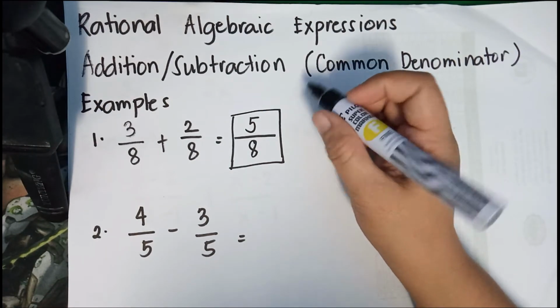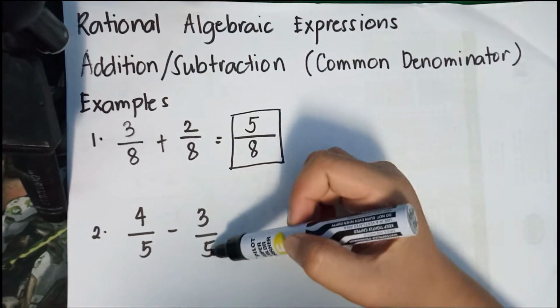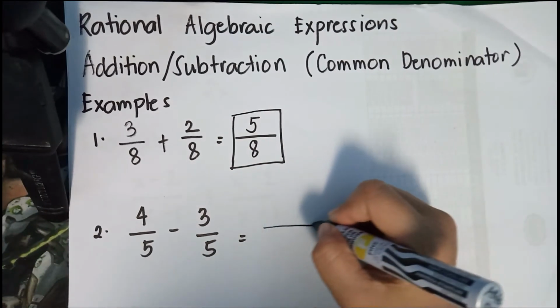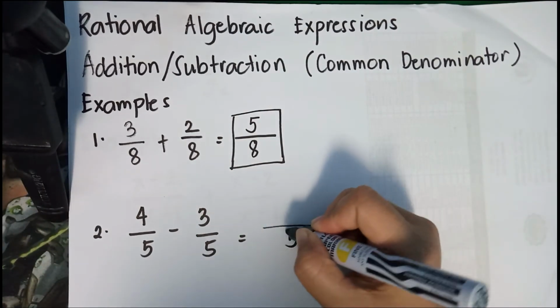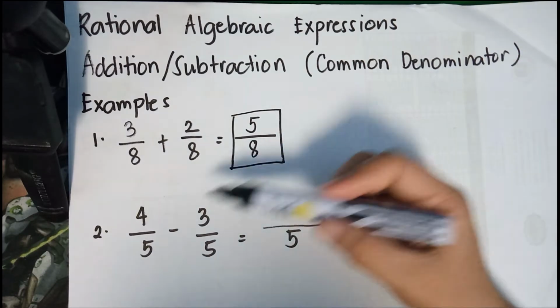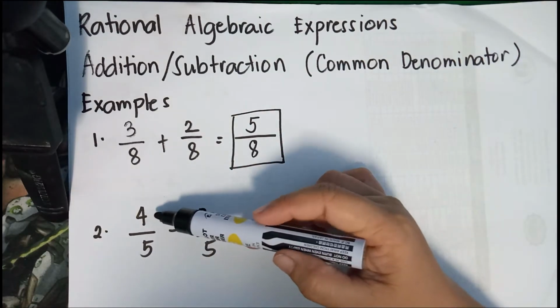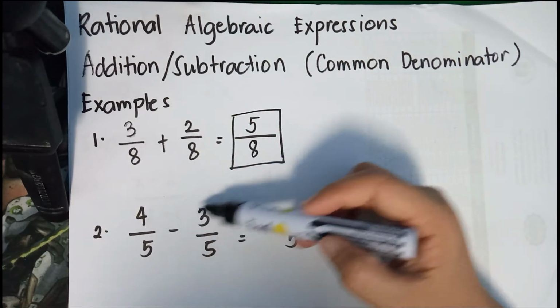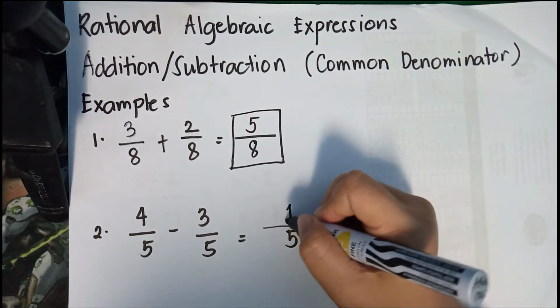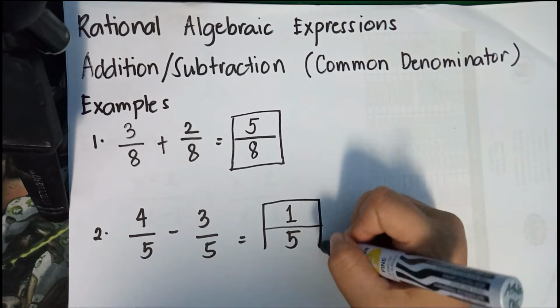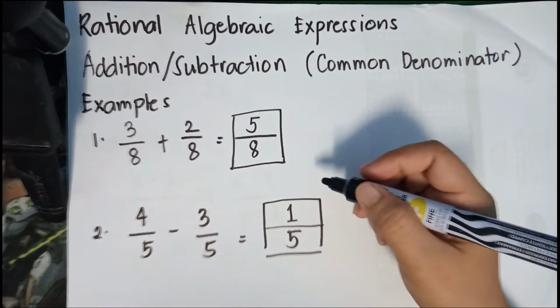Number 2. 4/5 minus 3/5. Since they have the same denominator, copy the denominator, which is 5, and subtract the numerators. 4 minus 3, that is 1. And our final answer is 1/5.